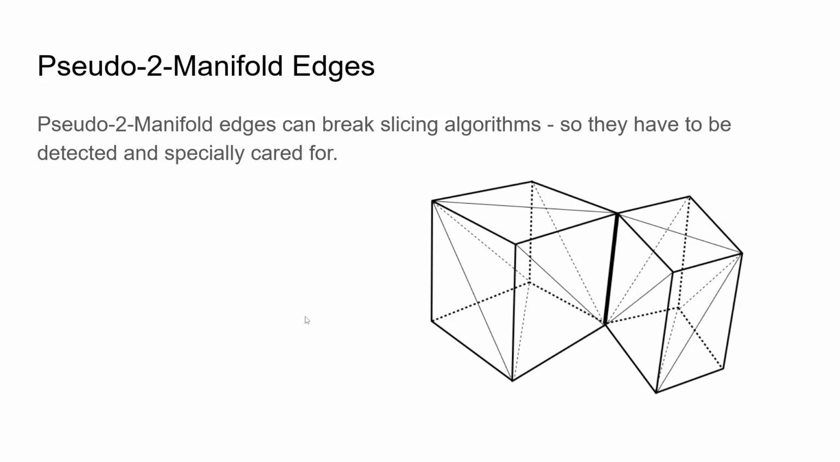Something that they make special note of in the paper is identifying pseudo-2-manifold edges. This is something that could break apart their algorithm, and that was when you have an edge that is shared by two distinct pieces of geometry like this. So it's something that they would have to detect and specially care for.